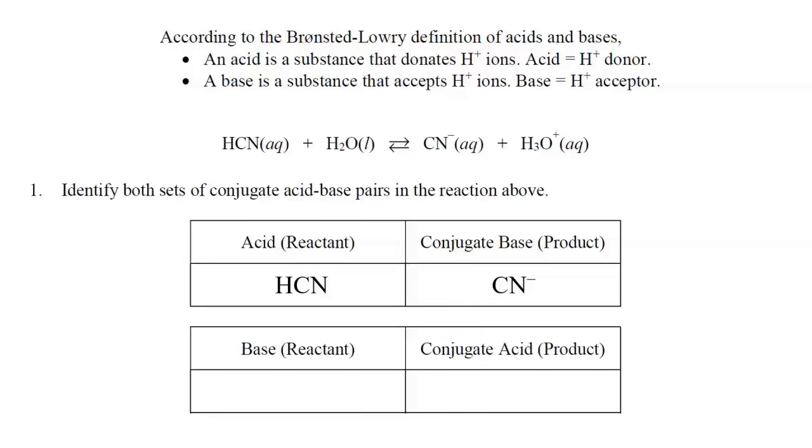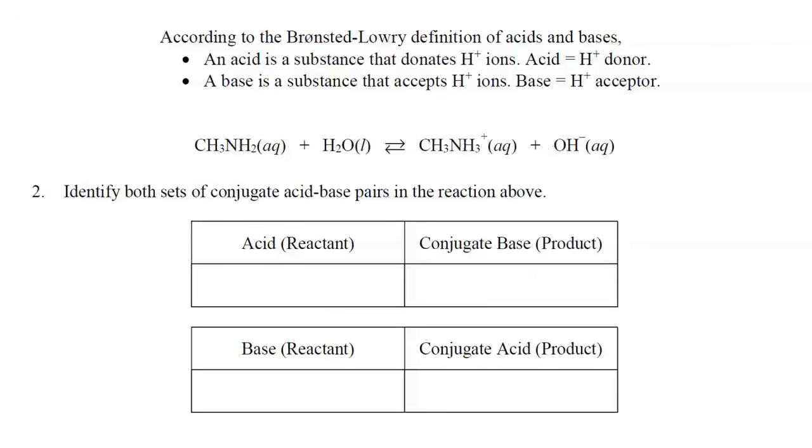Water in this particular equation is behaving as a base. It is a proton acceptor, and when water accepts H+ from an acid, it forms the hydronium ion. The formula for the hydronium ion is H3O+.